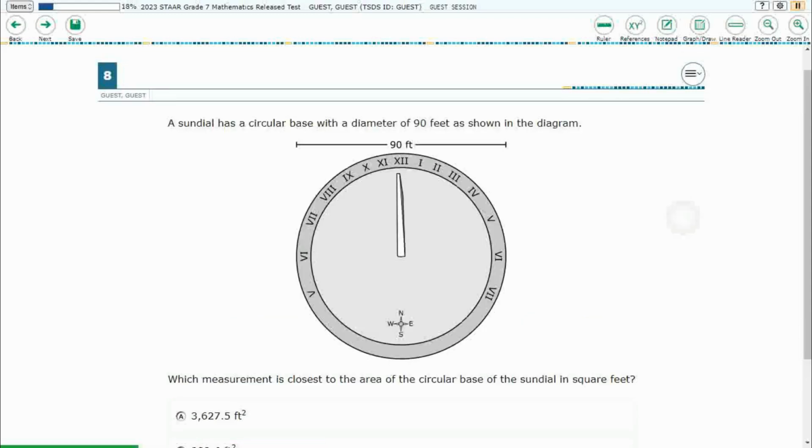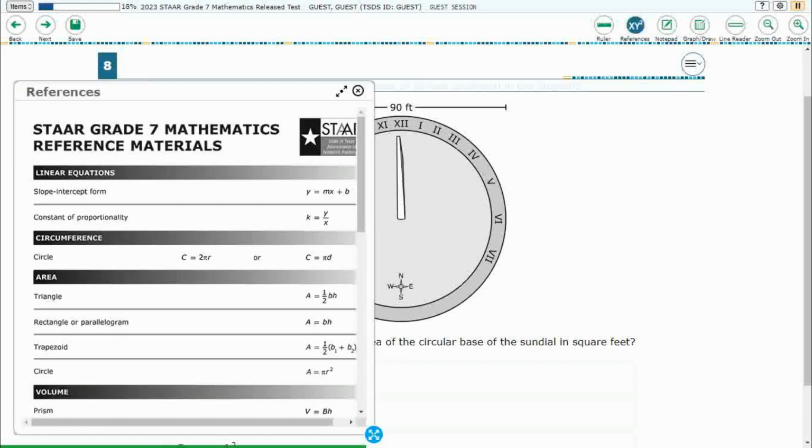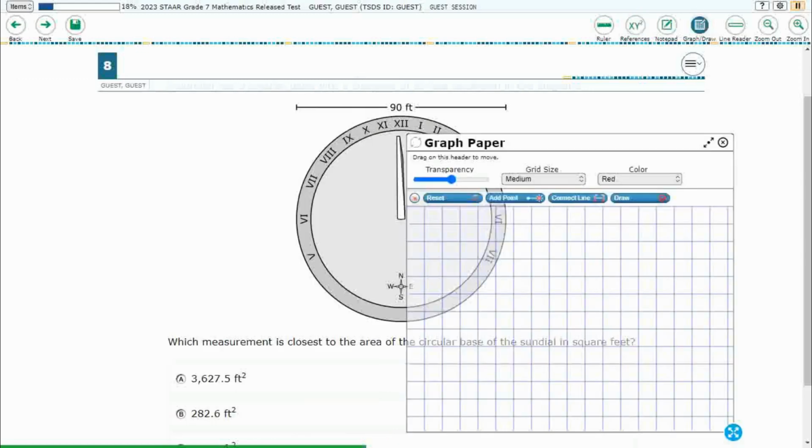All right, so we have a sundial with a circular base, and we have a diameter of 90 feet. So we're looking for the area of the circular base of this sundial. Let's first go to our reference materials. Area, we see triangle, rectangle. It's that circle we need down there at the bottom. A equals pi r squared. So let's use that.